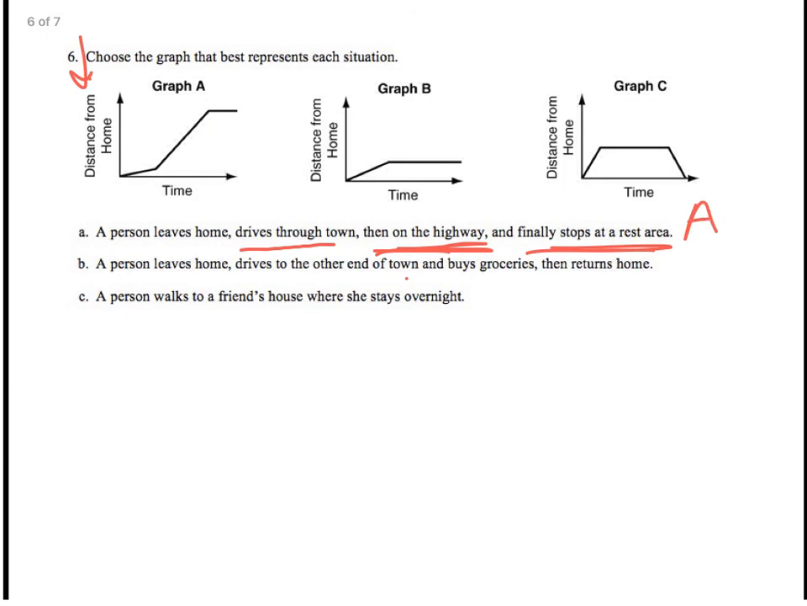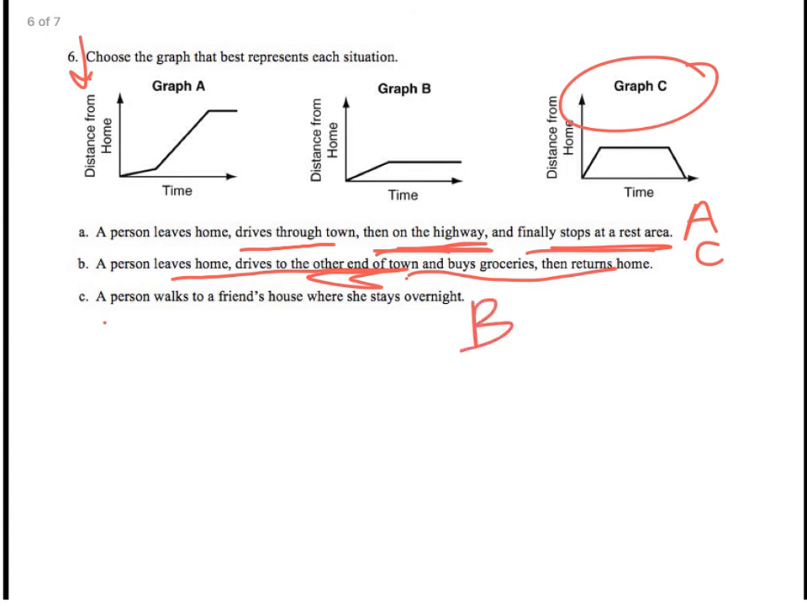Let's look at B, and we can always change them. So a person leaves home, drives to the other end of town, and buys groceries, and returns home. So what that tells me is they leave home and they drive to the other end of town, so they're away from home, but then they come back. C is the only graph that shows that. And then let's look at C. Says a person walks to a friend's house where she stays overnight. So this person didn't come home. They walked and then they stayed somewhere. So that looks like it goes with graph B.